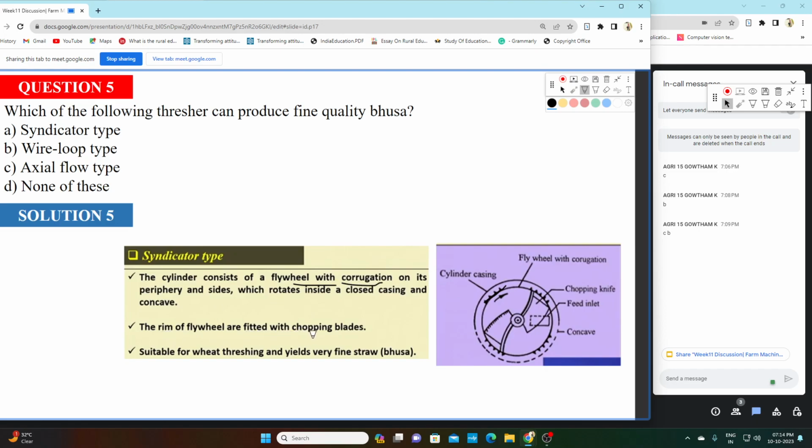The rim of the flywheel is fitted with chopping blades, and it is suitable for wheat threshing and yields very fine bhusa. Why does it yield very fine bhusa? Because of the chopping knives that are present on the rim of the flywheel. By this we can get very fine bhusa of wheat. So option A, syndicated type of thresher, is your correct answer.